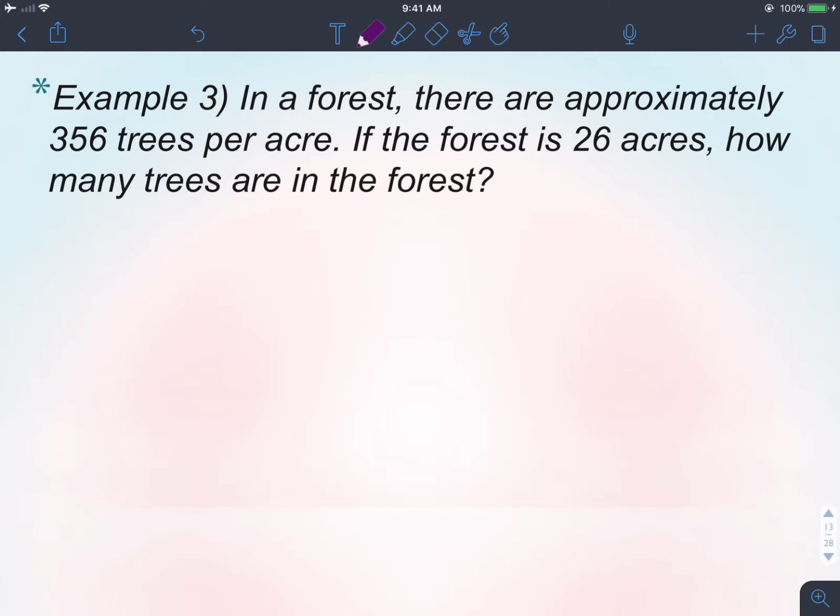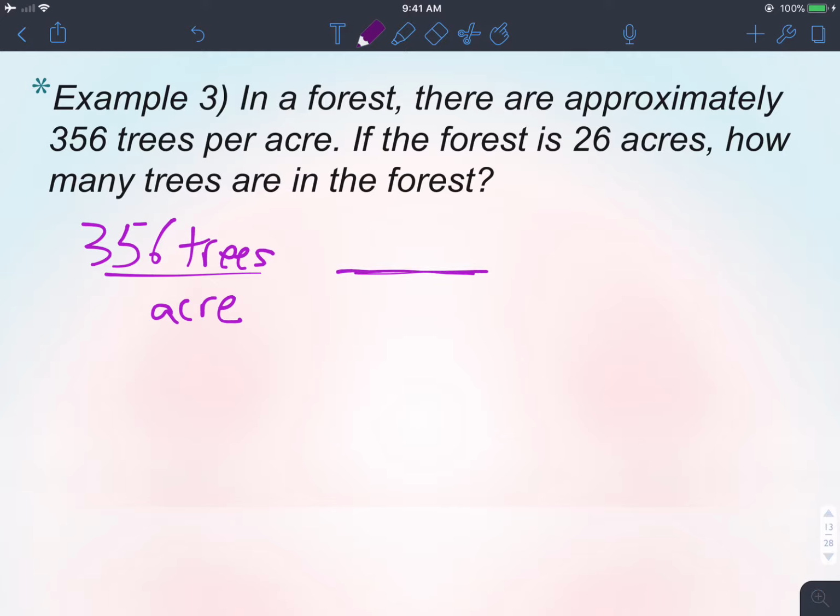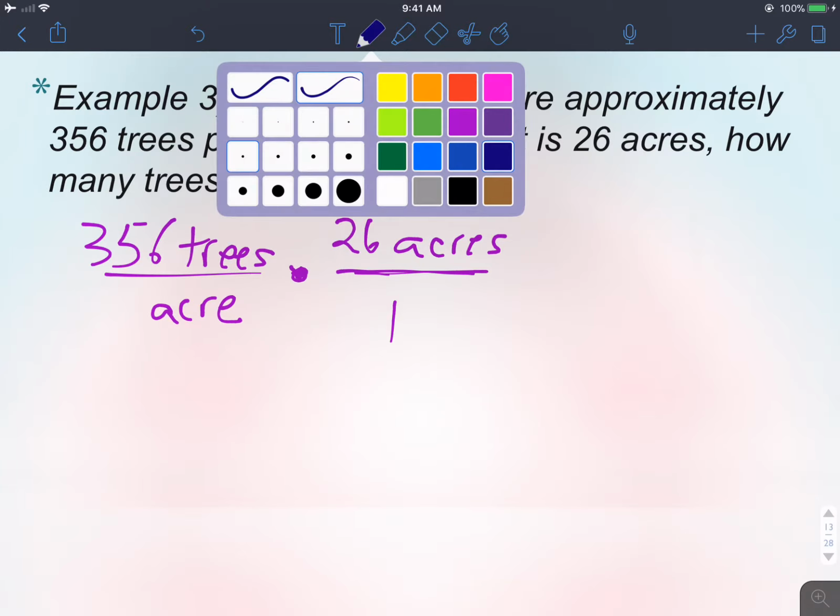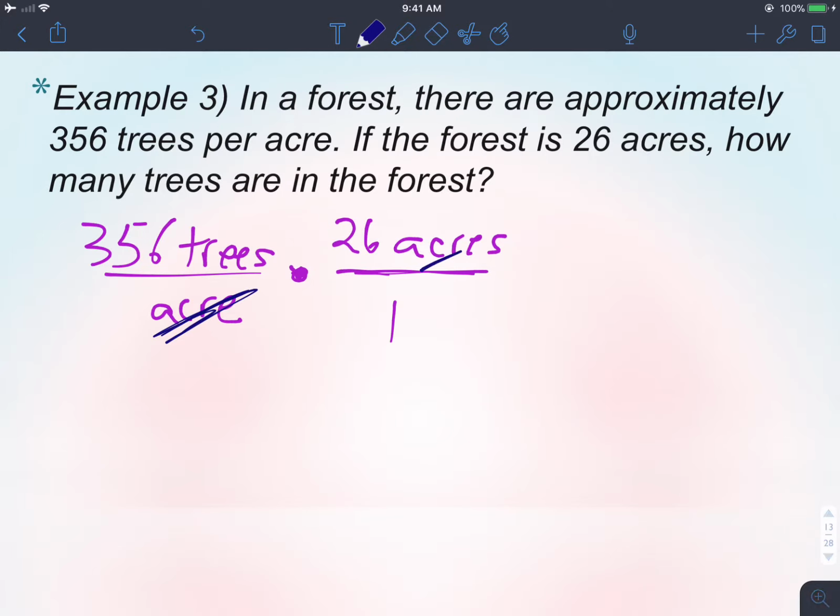How would you think about that? I guess you would do this. 356 trees per acre. And the forest is 26 acres. Well, I would think that acres would be on top. So it's kind of like you're multiplying those two numbers together. I don't want to get too much ahead of you, but acres on top, acres on bottom cancels out, and we're left with how many trees? So 356 times 26.